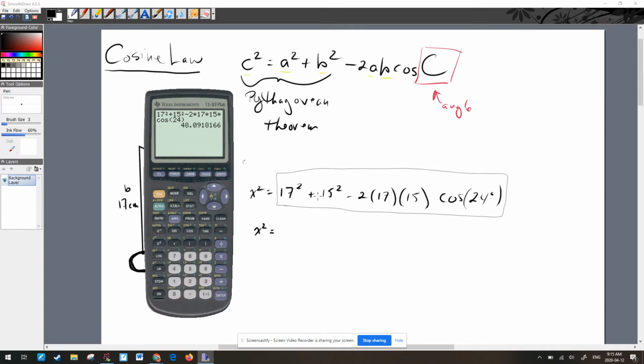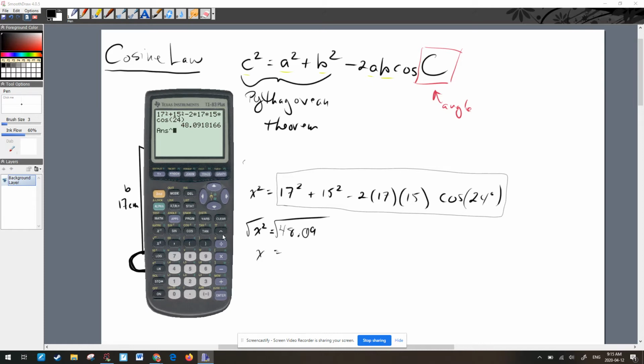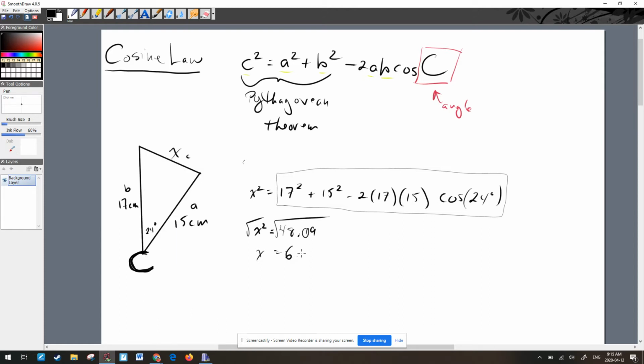So I'm going to go back here and say, all right, this is 48.09. Now, we're not quite done, obviously, because this is what x squared is, and I don't want x squared, I want x. So I'm going to root both sides. So let's take the square root. x equals 6.93. Okay, so 6.93 centimeters is how long that unknown side is.